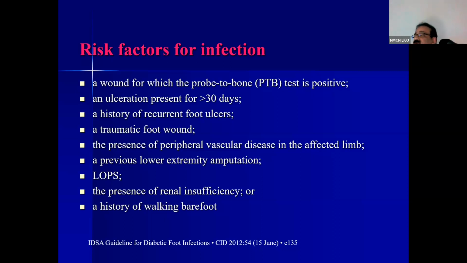And if ulceration has been present for more than 1 month, that is also a high risk factor for infection. History of recurrent foot ulcers or a history of trauma, presence of peripheral vascular disease of the affected limb, previous lower extremity amputation, or loss of protective sensation makes any patient vulnerable to ulcer formation leading to diabetic foot infection. Then presence of renal disease also reduces the body immunity and leads to diabetic foot infection.